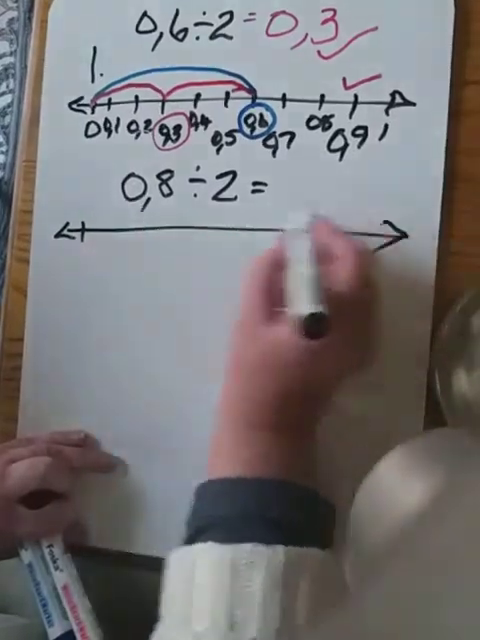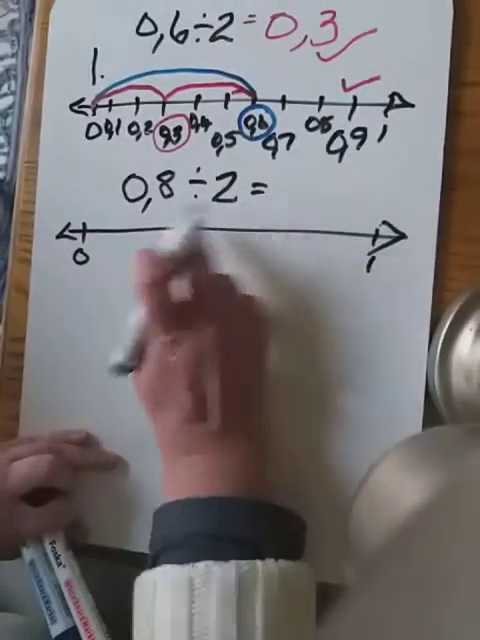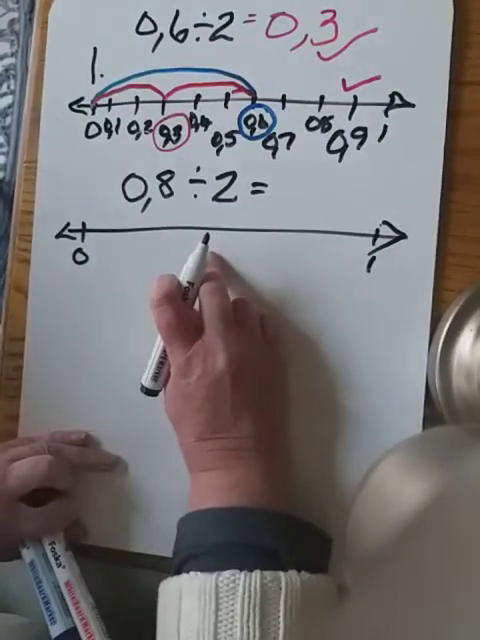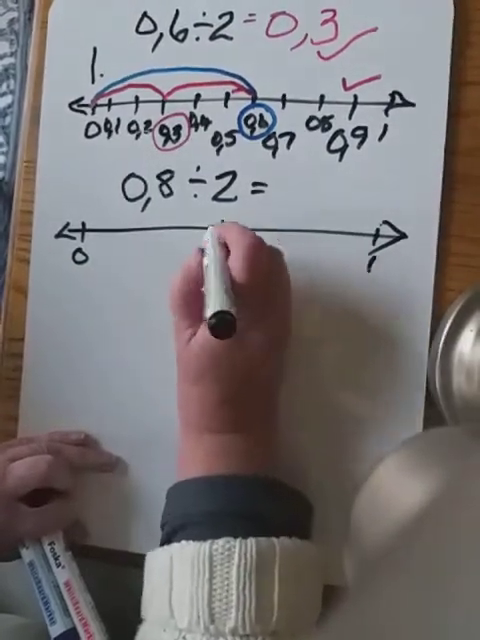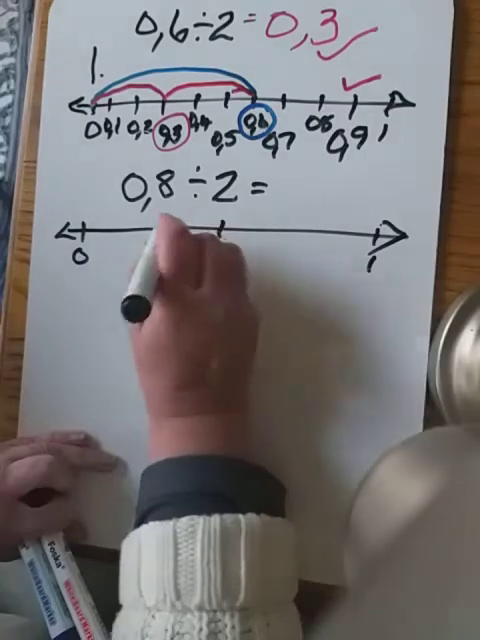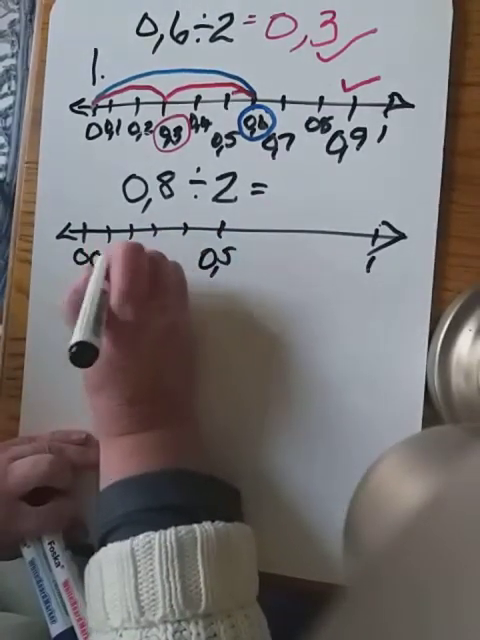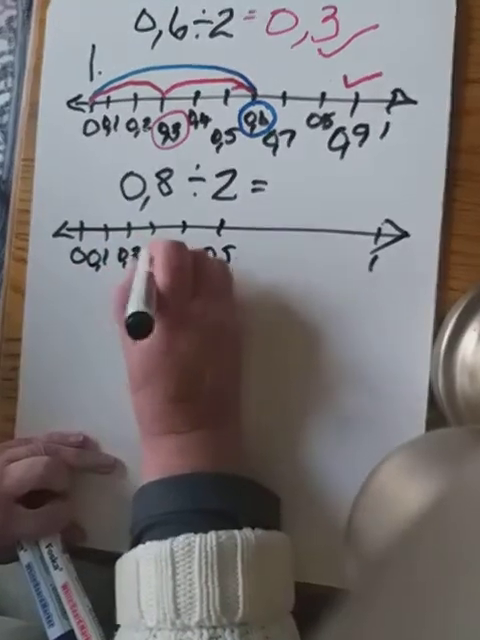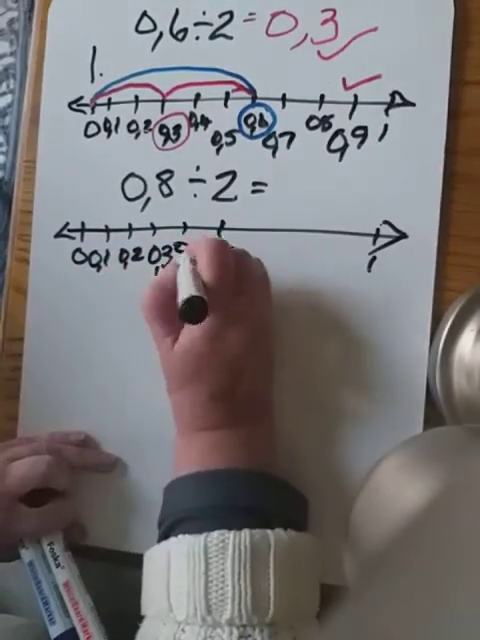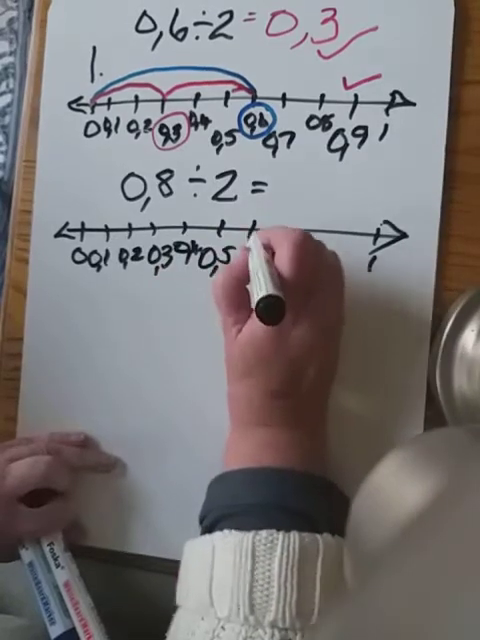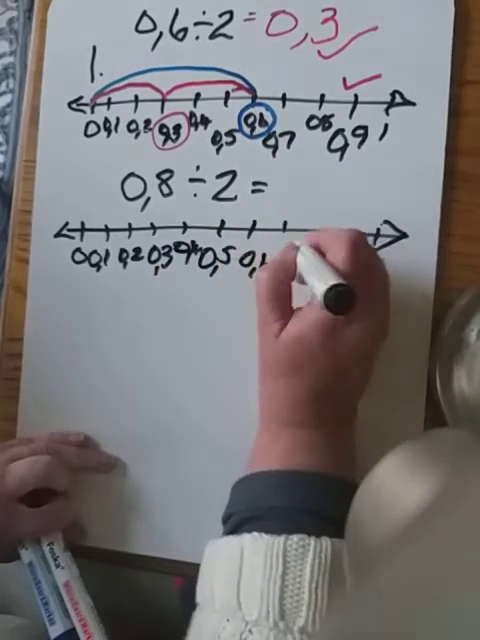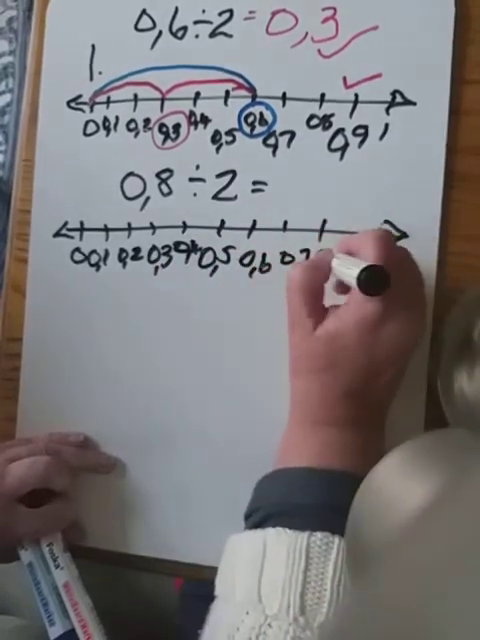The number line must go between 0 and 1 because 0,8 lies between these two whole numbers. So here's 0,5. These are all the numbers: 0,1, 0,2, 0,3, 0,4, 0,5, 0,6, 0,7, 0,8, 0,9.